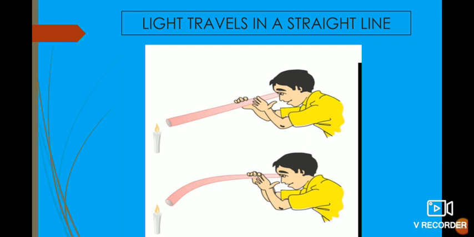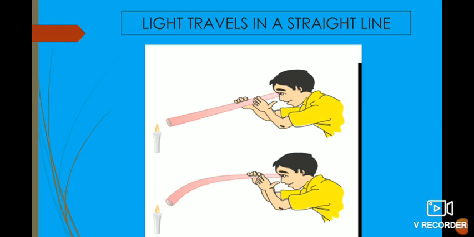Yes, look at this boy. What is there in his hand? He has a long tube. He uses this tube to see a lighted candle. In the first case, when the tube is straight, he is able to see the candle.